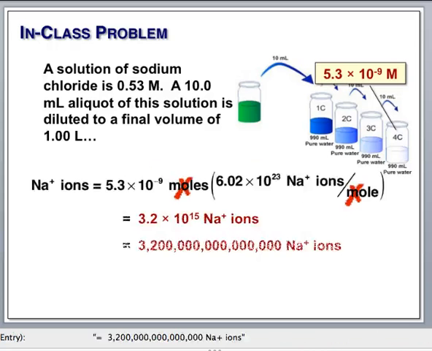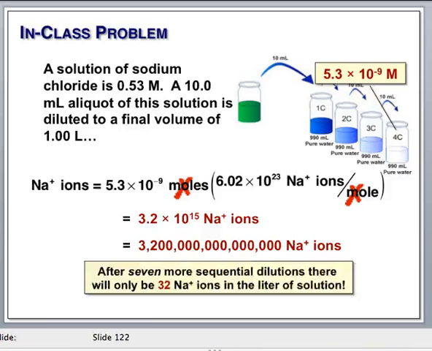Now, that's still a big number, 10 to the 15th. But what if we had continued to do this dilution over and over again, say 7 or 8 times? What do you think? If we did 7 more dilutions and did this calculation, there would be 32 sodium ions in our liter. 32, believe it or not.